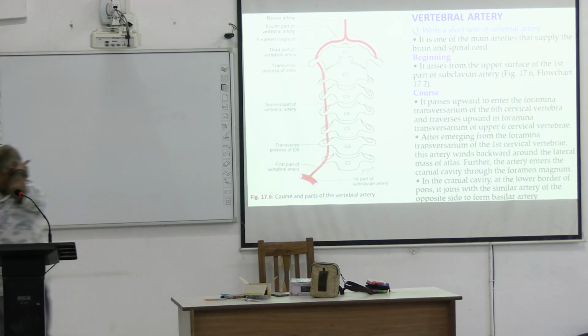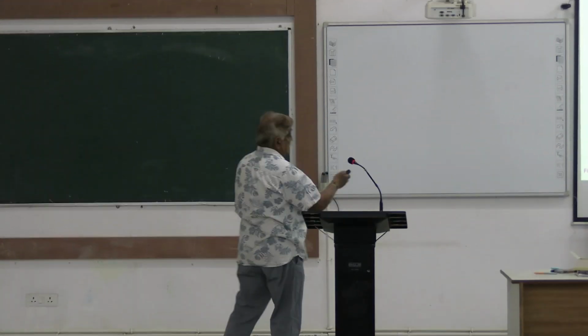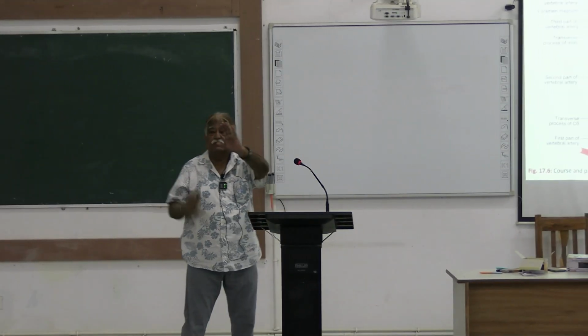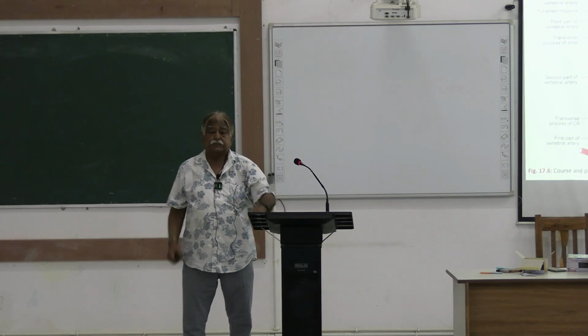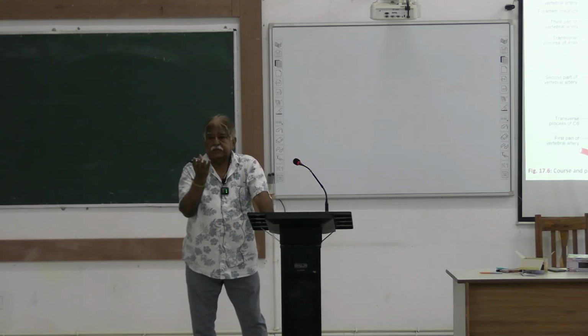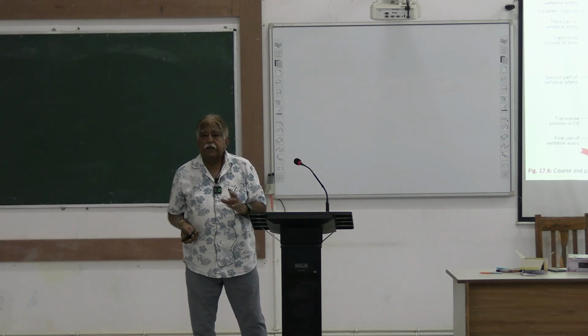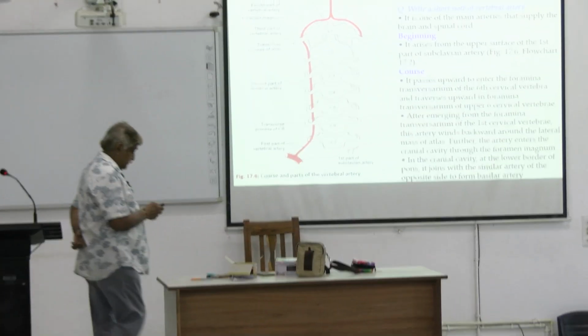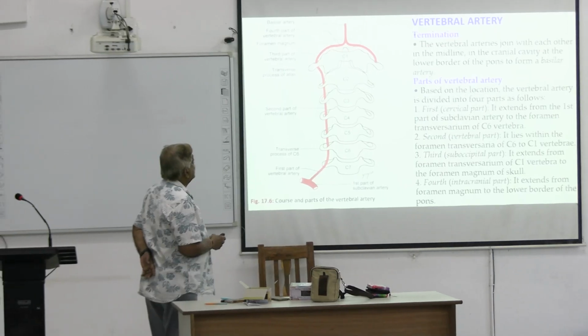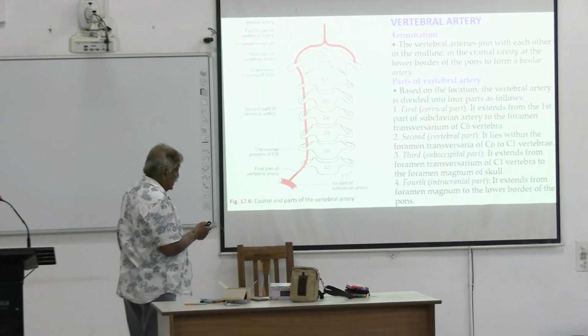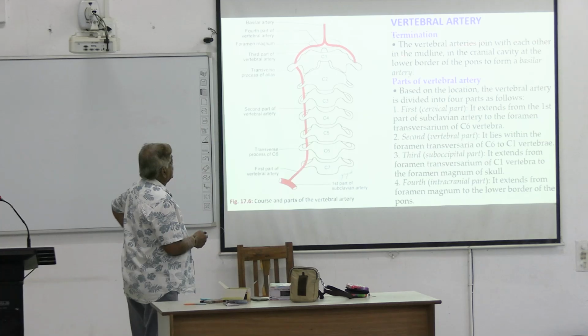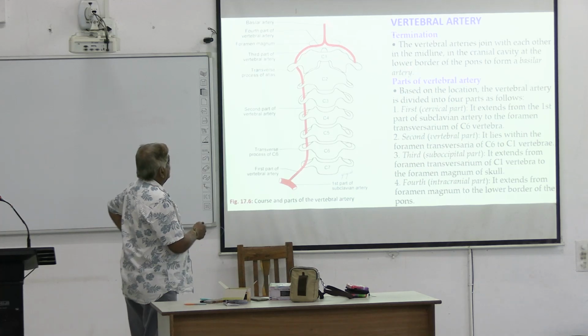Now, a single artery goes like this. You can see, and if you have seen your skull, you see the foramen magnum. So it goes and meets, and then supplies the brain. Now, the vertebral arteries join with each other in the midline in the cranial cavity, at the lower border of the pons, to form a single basilar artery.